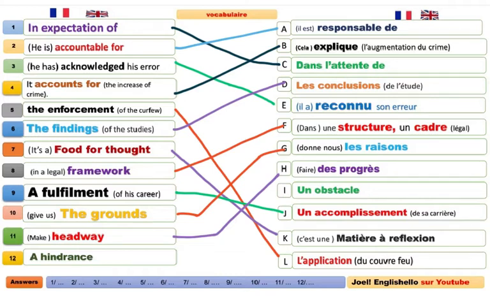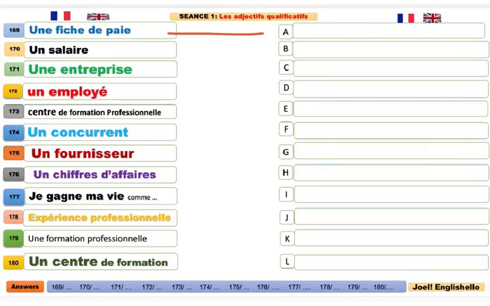A hindrance, un obstacle. This employee was the hindrance of my career in this company. All right. Il était un obstacle pour ma carrière dans cette entreprise. Hindrance, obstacle.